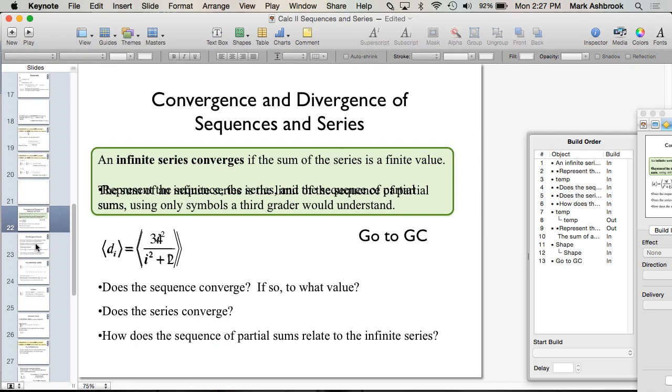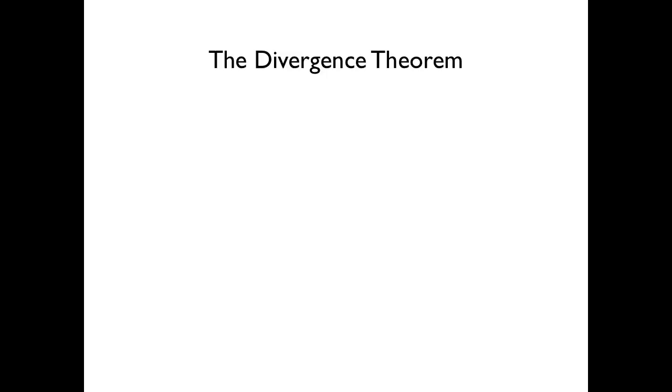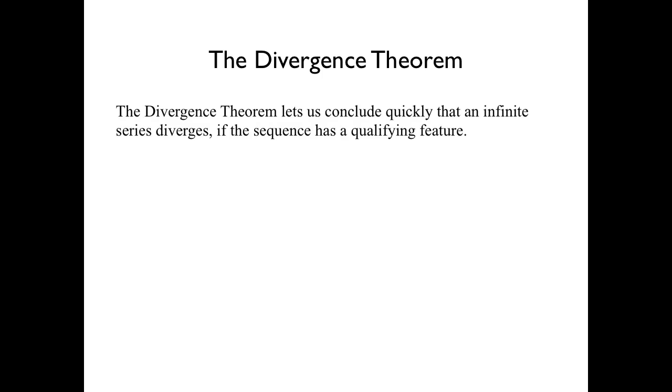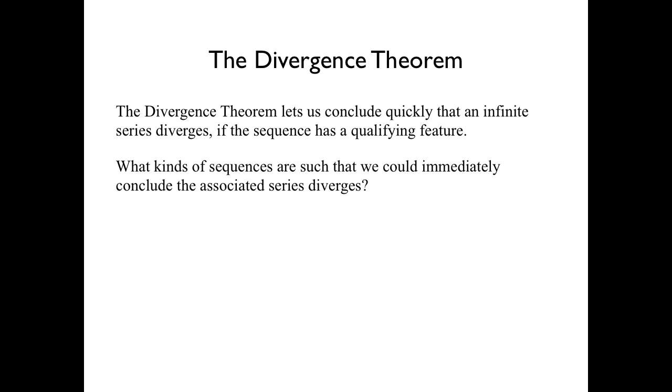Okay, so this leads us to something called the divergence theorem. The divergence theorem lets us conclude quickly that an infinite series diverges if the sequence that series came from has a specific qualifying feature. So the question is, what kinds of sequences are such that we could immediately conclude that the associated series diverges?